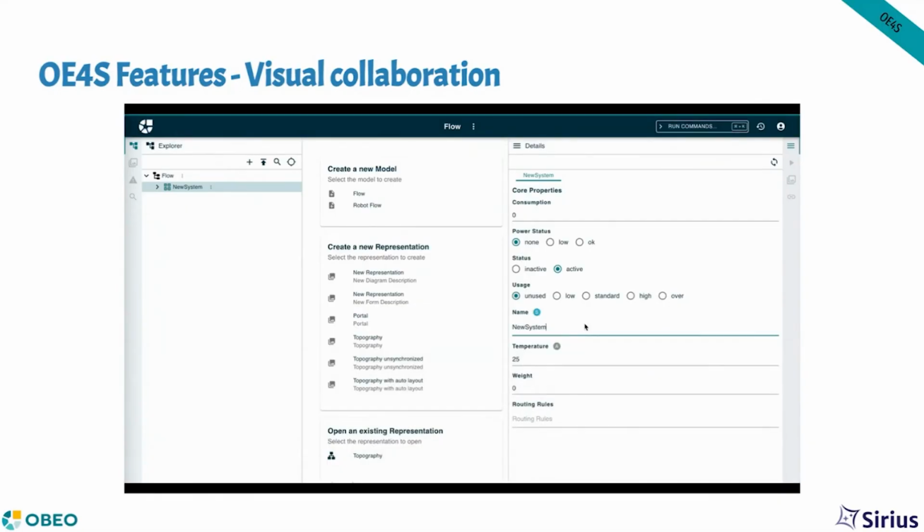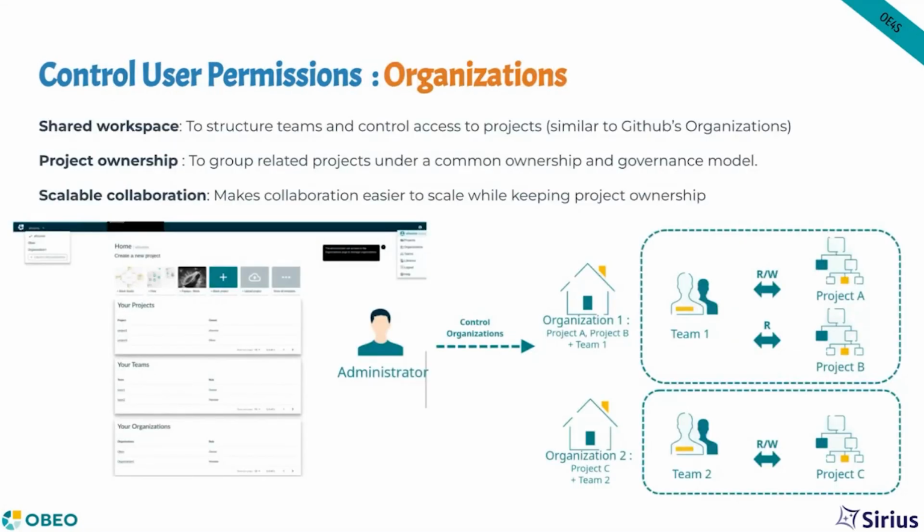So here, for example, in the details view, you can see your colleagues, other users, clicking on the various widgets. So you can see what other people are doing on your models. A first key capability in Obeo Enterprise for Sirius is also the way it structures access and collaboration. Organizations provide a shared workspace to structure teams and control access to projects in a way that is quite similar to GitHub organizations. They give a clear perimeter for grouping related projects under a common ownership model, and they make collaboration easier to scale while keeping responsibilities really clear. So instead of managing access user by user in an ad hoc way, Obeo Enterprise for Sirius provides a much more structured and sustainable model.